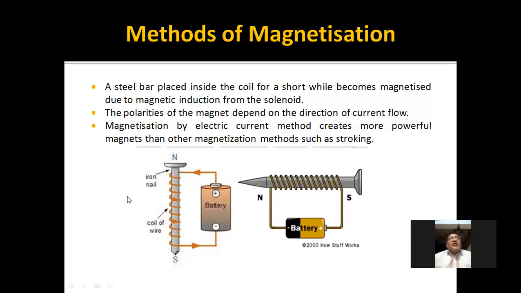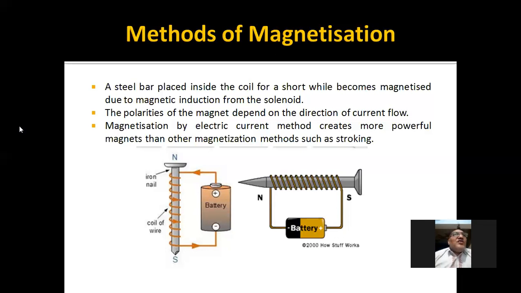So if you put a steel bar instead of the iron nail, what happened? The steel bar becomes a permanent magnet. You know, steel is a material that, when you put it in a solenoid and pass DC current through it, becomes such a magnet that when you switch off the current, the steel will still be a magnet.